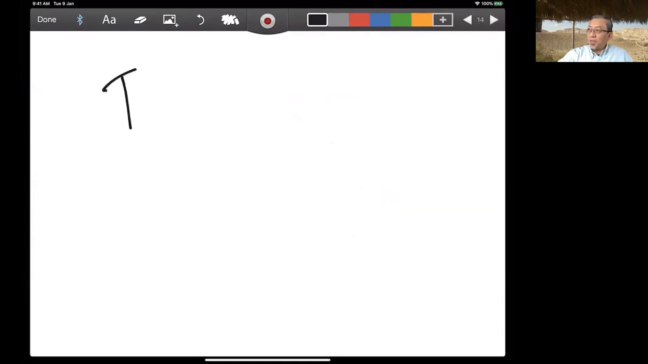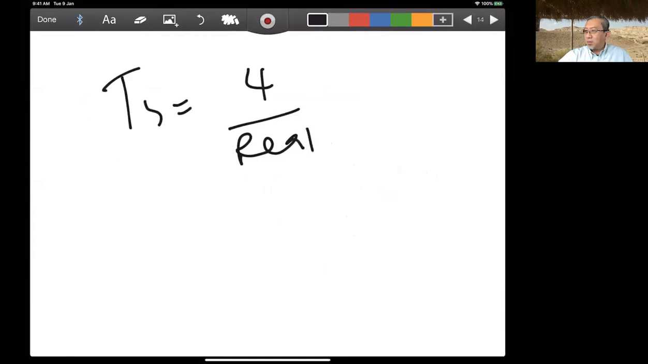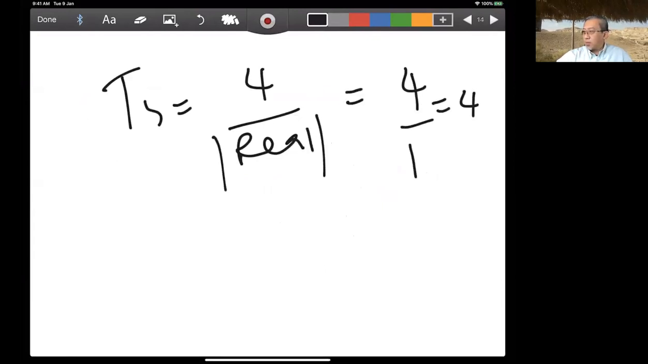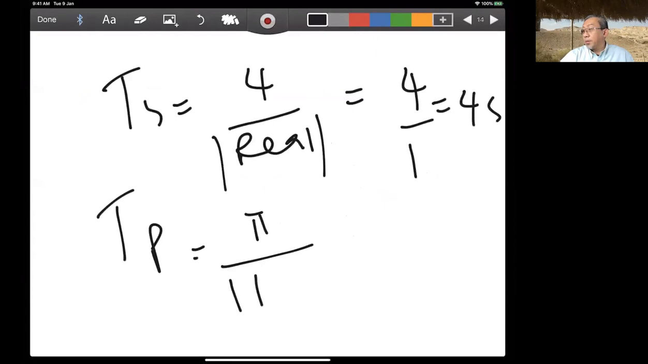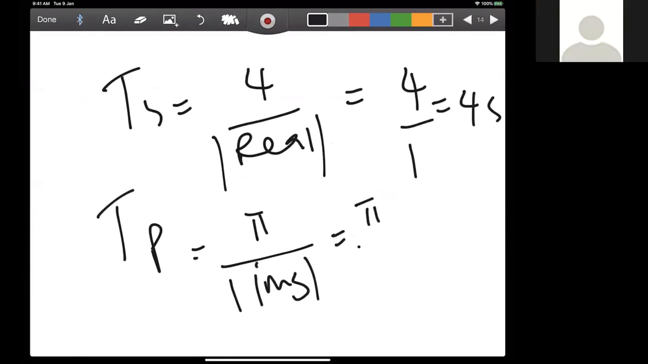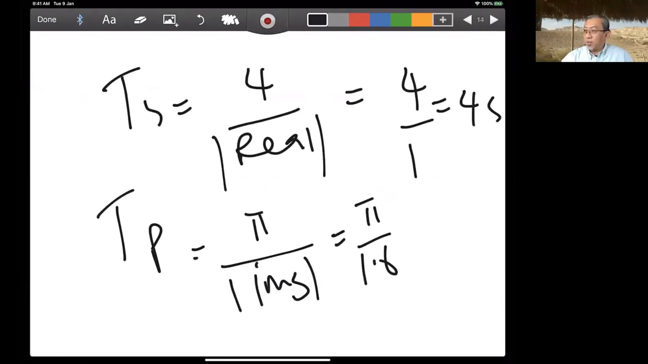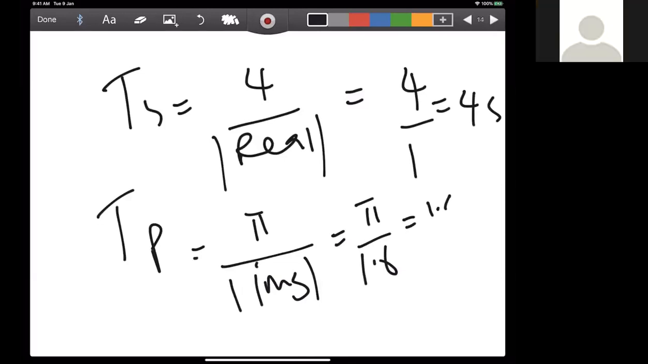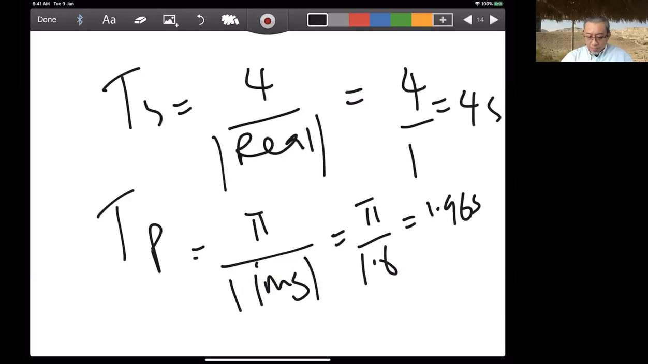And settling time, remember this one: 4 divided by 4 is 1 second. Peak time uses the imaginary part, and it must be the modulus, because if it is negative it becomes positive, and if it is positive it stays positive. So it is 1.96 seconds.